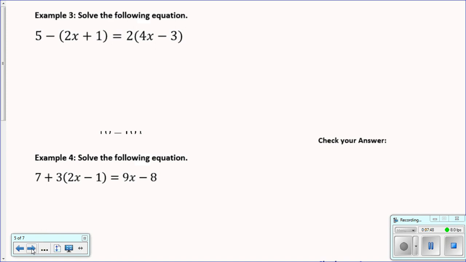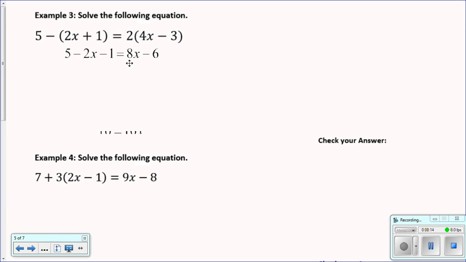Okay, example 3. Here's where all this stuff comes into play. So we start with distributing. Here, we actually have to distribute a 1, or I'm sorry, not a 1, a negative 1, because that's invisible. And we have to distribute a 2 on this side. So we go ahead and do that. And we get 5. That 5 just hangs out in front. Negative 1 times 2x gives me negative 2x. Negative 1 times 1 gives me negative 1.